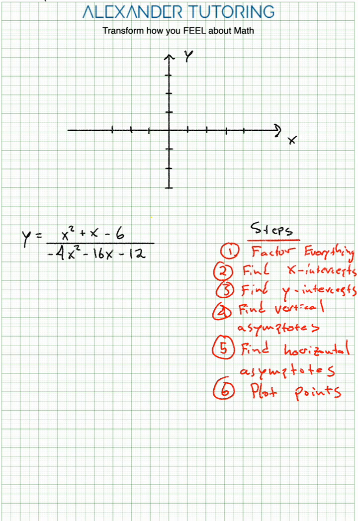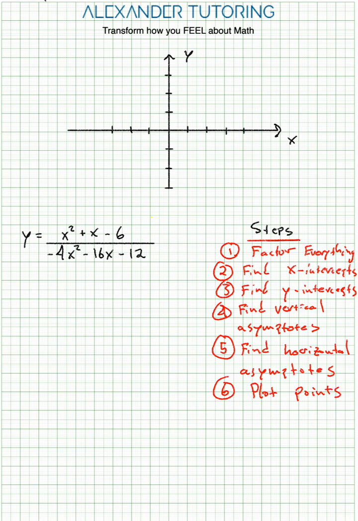Step one, factor everything as much as humanly possible on the top and the bottom. Step two, find the x-intercepts. So if you're on the x-axis, you know for a fact that y is equal to 0. So we'll set y equal to 0, solve for x. Then we'll do the y-intercepts. If you're on the y-axis, you know for a fact that x is equal to 0. So we'll set x equal to 0 and find the y-intercepts, put those on the graph.